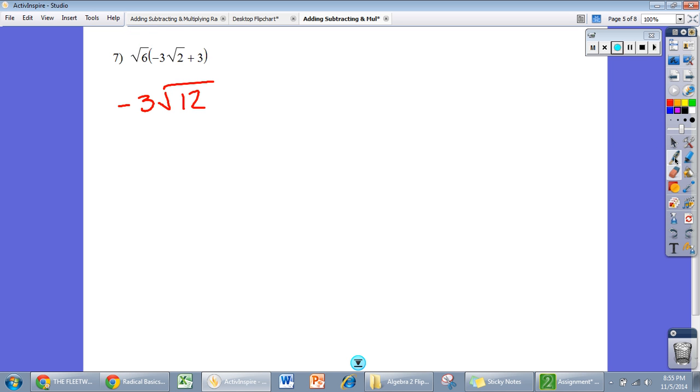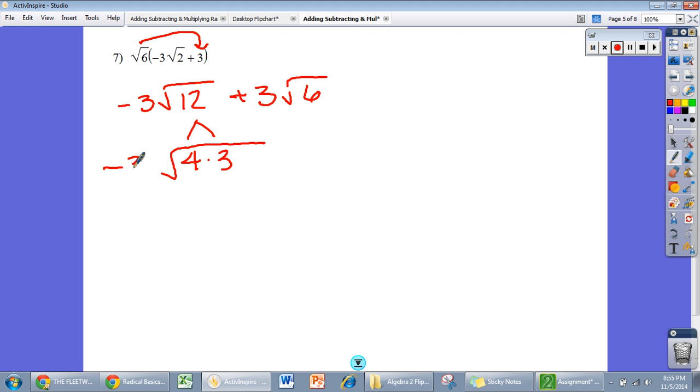And we're going to multiply, like I said, this square root of 6 times the positive 3. So this is a positive 3 square root of 6. Okay? So let's go ahead and simplify. I know 2 times 6 would make 12, but 12 can be broken down another way. It can be broken down as 4 times 3. And we want to do it that way because we have a perfect square here.